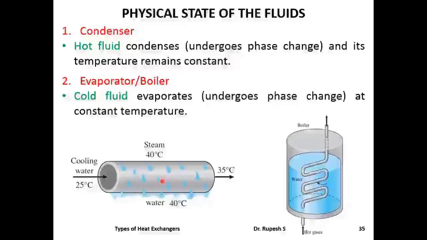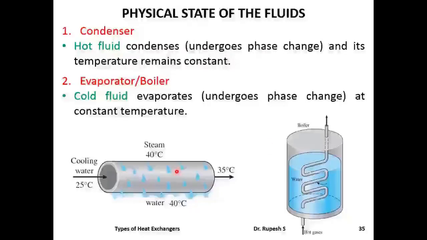Here we have a condenser with water as the cold fluid and steam as the hot fluid. Cooling water is used to condense steam at 40 degrees Celsius to water at 40 degrees Celsius. Consequently, the cooling water temperature increases. Here hot fluid has undergone phase change at same temperature. So in a condenser, hot fluid undergoes condensation or phase change and its temperature remains constant.